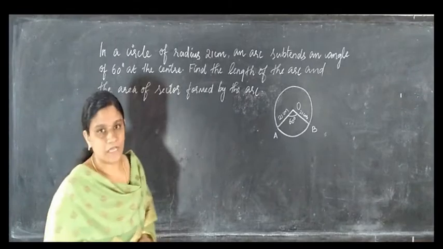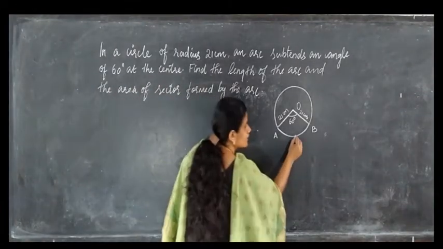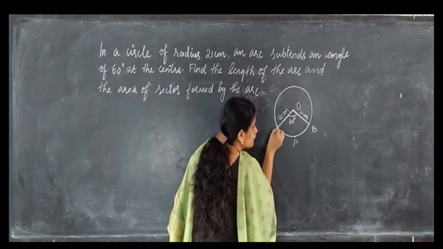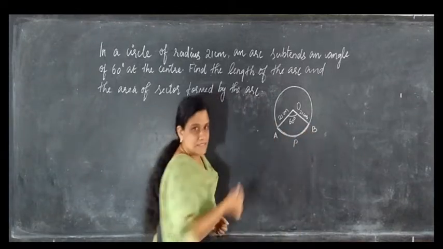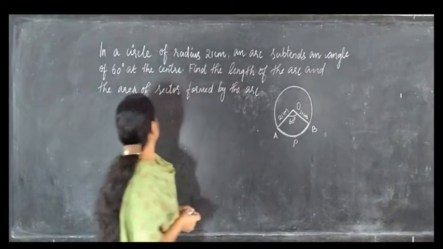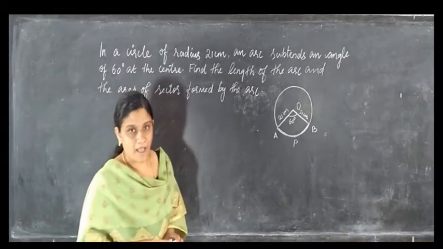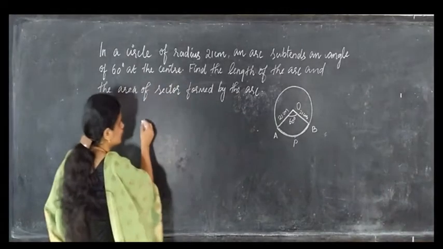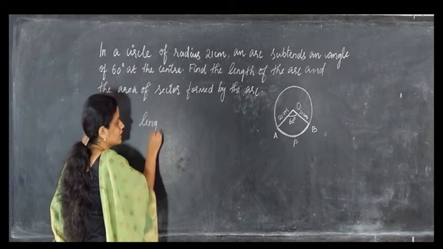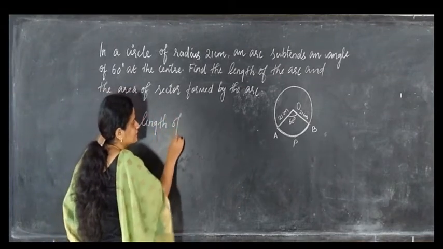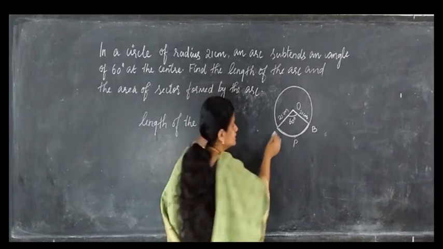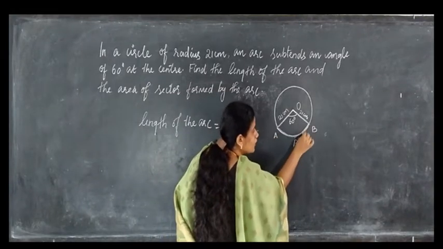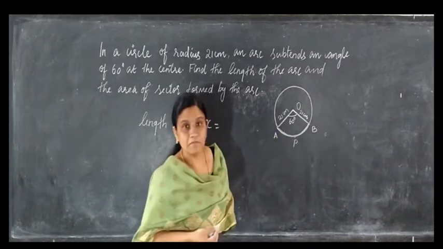Now our question. Find the length of the arc. So here, let it be P. So we have to find the length of APB. And the area of the sector formed by the arc. So first we are going to find the length of the arc. Here, this is the corresponding arc of minor sector.